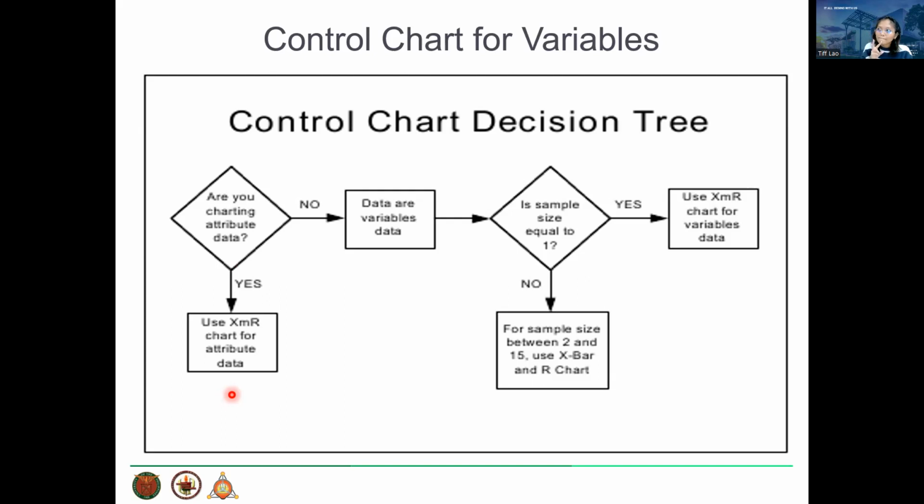So for you to be able to use the XMR for attribute data, kasi di ba attribute data non-numeric, palitan nyo yung designation. So, kung non-conforming, 0. Kung conforming, 1. Klaro? Para may value ka. Gets ba yun?